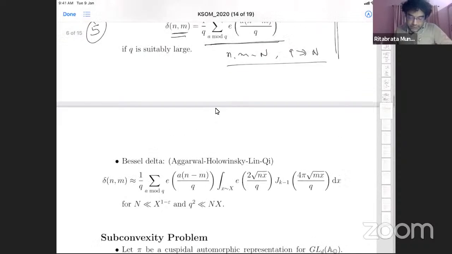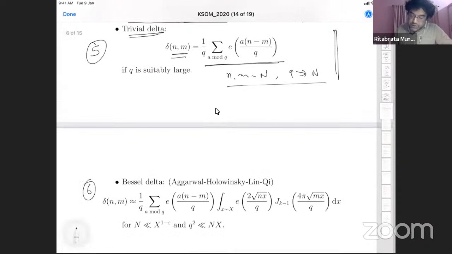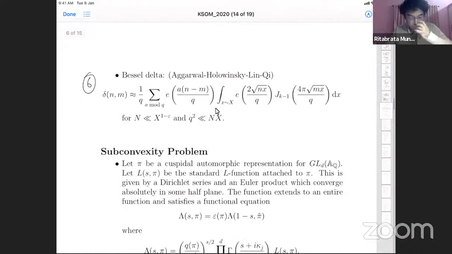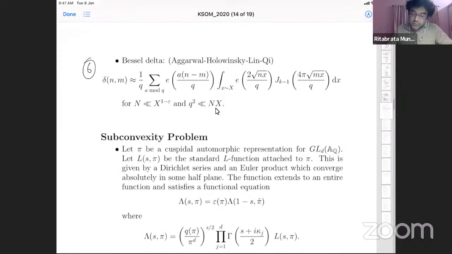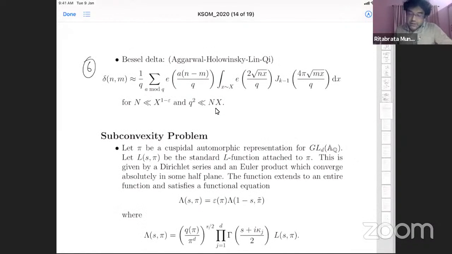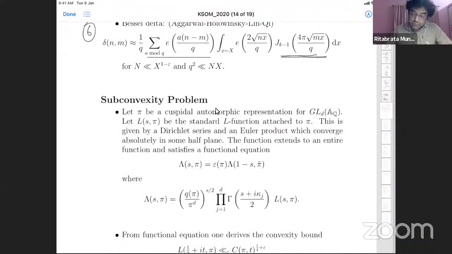And here is another interesting delta symbol expansion, which comes from the orthogonality of the Bessel function. It's not really coming from any trace formula. This has been written down by Aggarwal, Holowinsky, Lin, and Qi. Here you'll see the J-Bessel function hanging on, and this is the part which is more or less like the trivial delta symbol. Wherever you see some orthogonality relation, maybe you can get a formula for the delta.